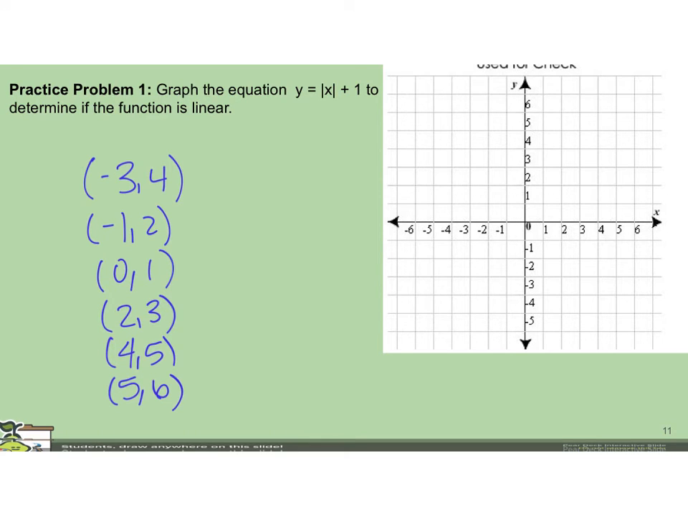All right, so here are my points. Let's go ahead and get this on the graph. So negative 3 and 4 is here. Negative 1, 2 here. 0, 1, 2, 3. So I can already tell this is not a straight line. 4, 5, and 5, 6. So this is a V shape. It's not a U. It's a sharp V. This is an absolute value function. And all absolute value functions make a V. So this is not linear.